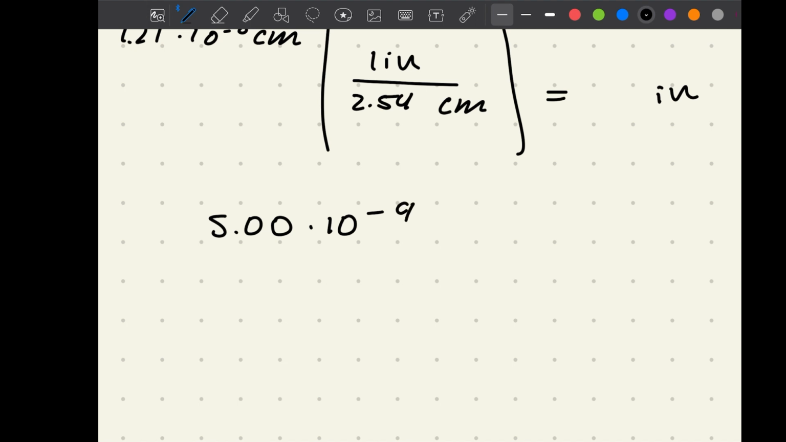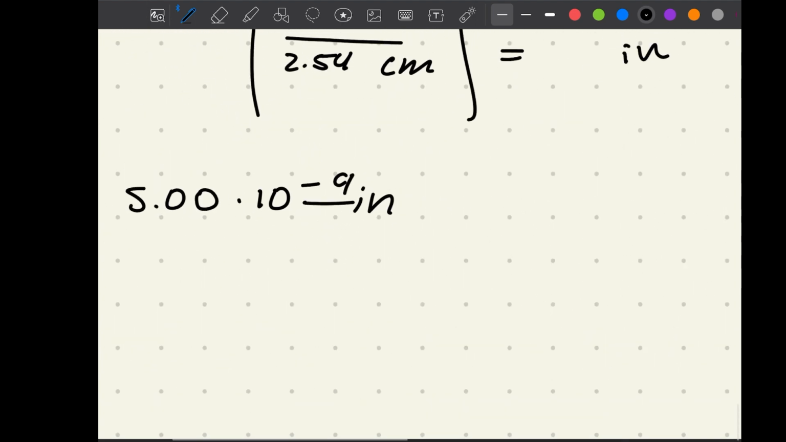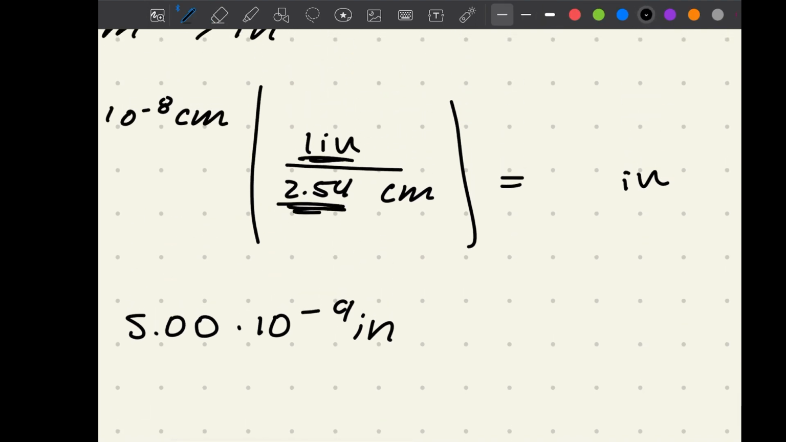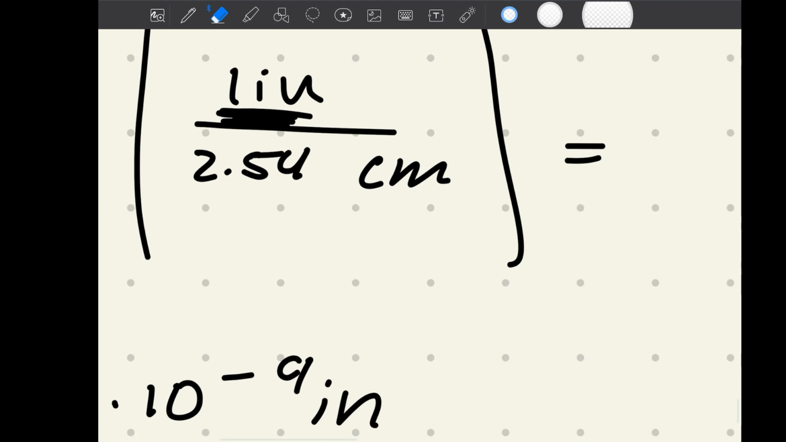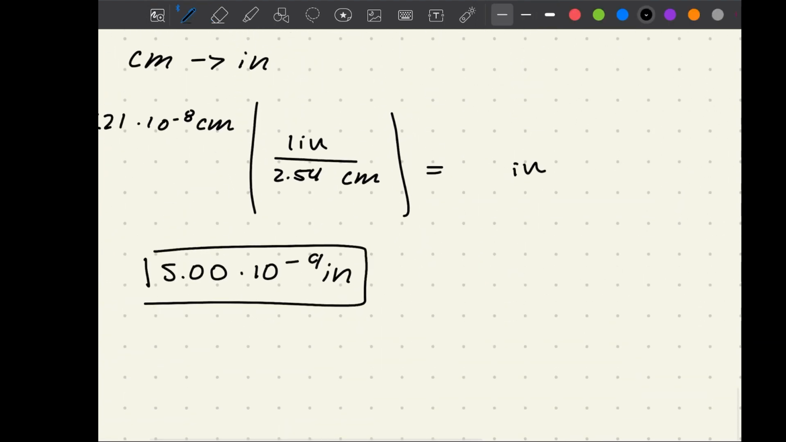So negative 9 inches. Now this makes sense because the larger the exponent and it's negative, the smaller the number is. And as you can see, 1 inch is equal to 2.54 centimeters. So if you want to go from something larger to something smaller, there will be logically less inches to cover the same amount that the centimeters will cover. So that's one way you can look at a problem. So it's about 5.00 times 10 to the negative 9 inches.